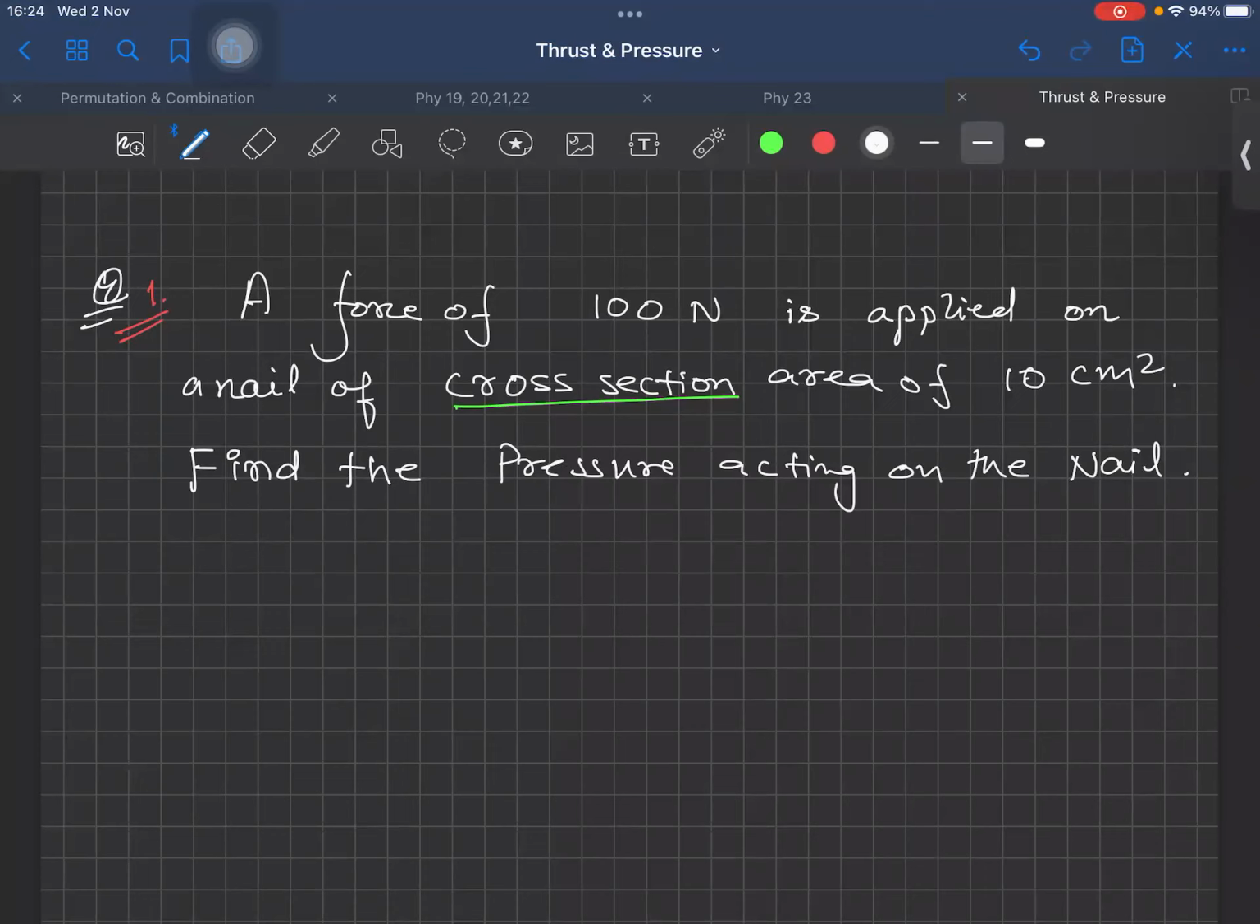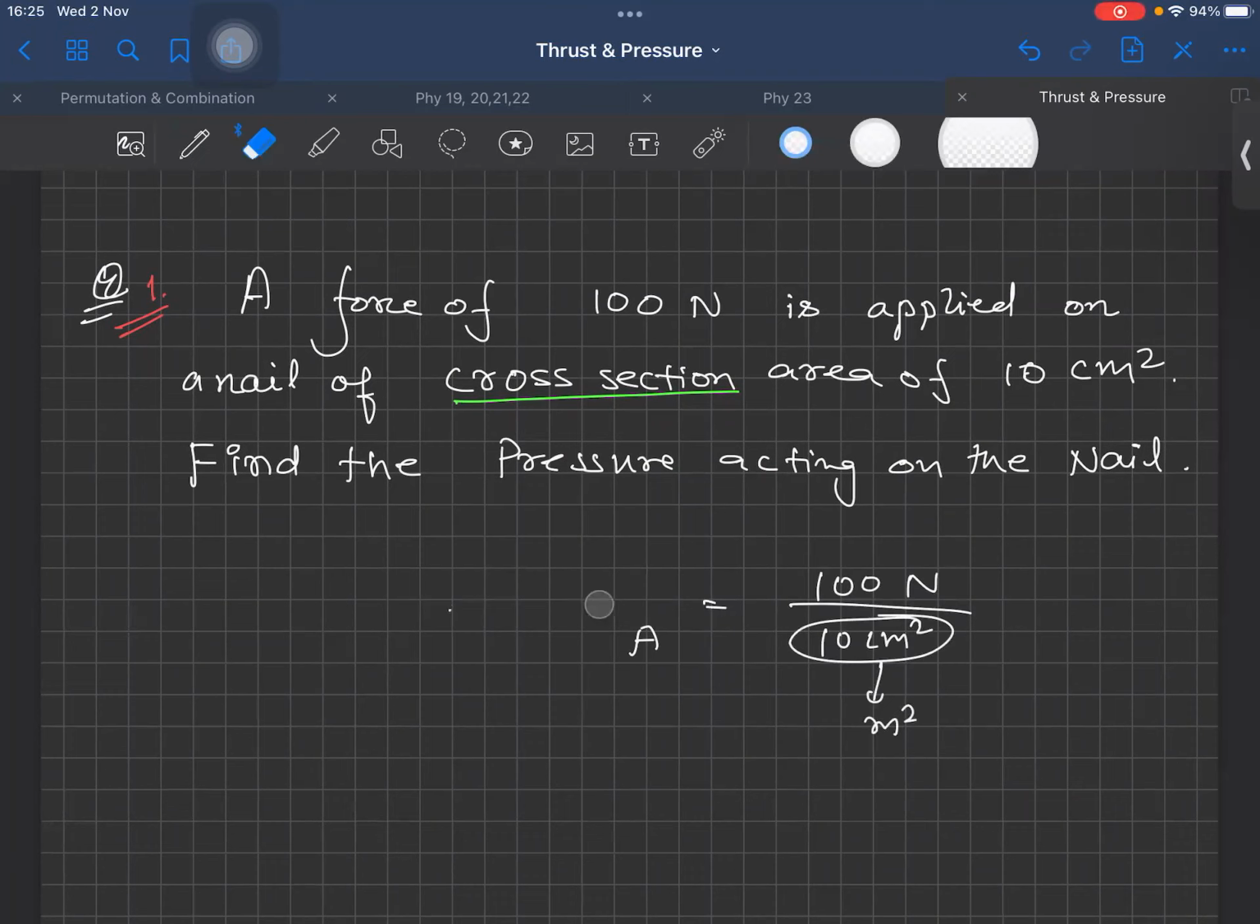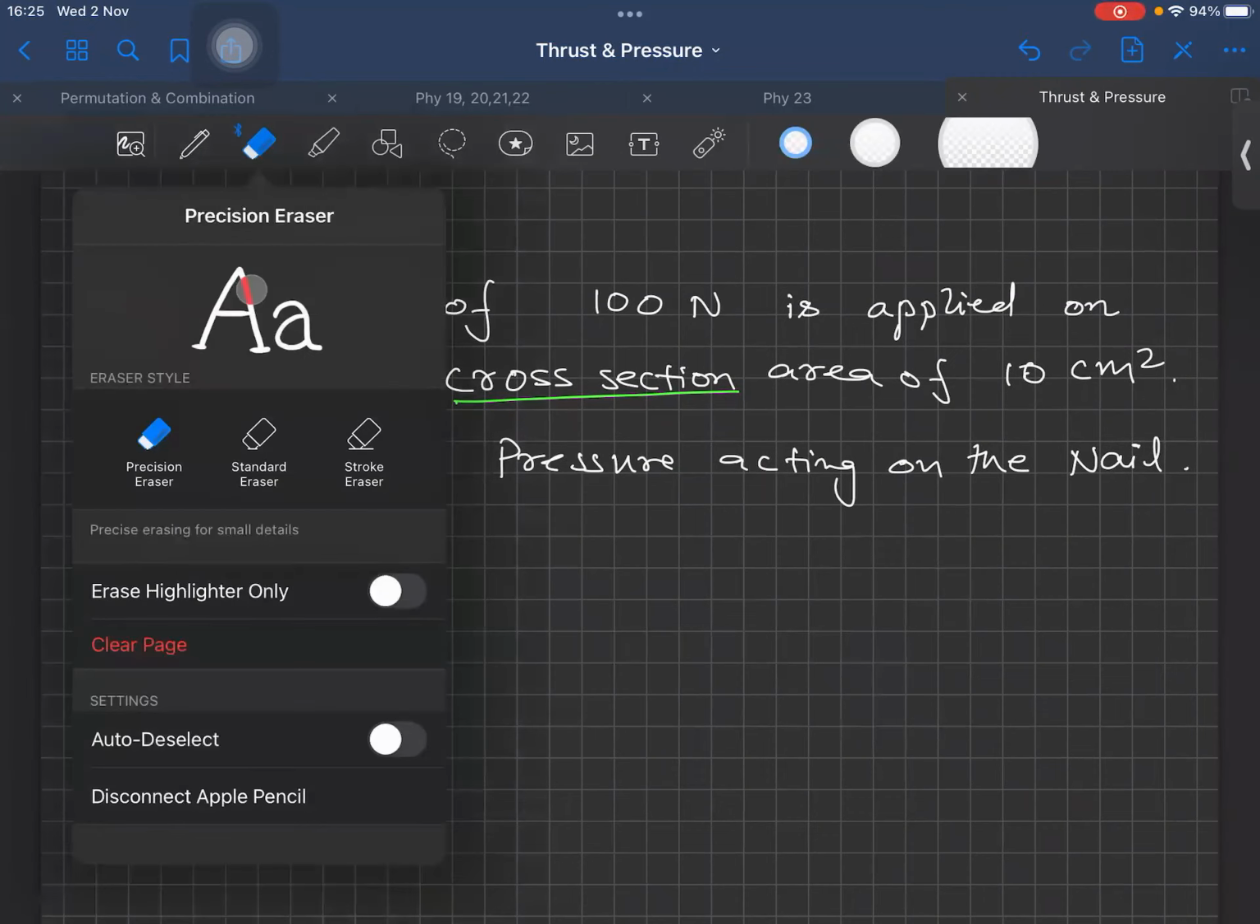Sir, is it 10 Pascal? Don't guess the answer. Find it out. Not guessing, sir. Pressure is equal to force by area applied. That thing only I used, sir. 100 Newton upon what is this? 10 centimeter square. You have to convert this centimeter square into meter square. Oh, yes, I forgot, sorry. Yeah, I knew it. Don't be sorry, man.